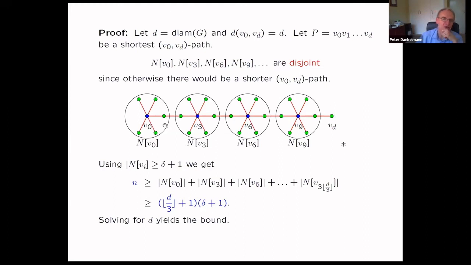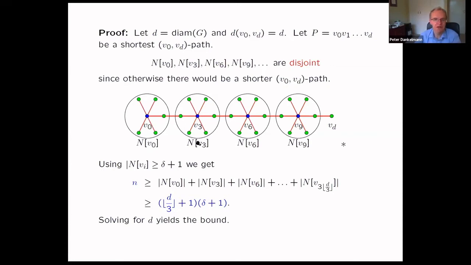Then what I do is I look at every third vertex on the path. So if I number my vertices v0, v1, v2, v3, v4, v5, and so on up to vd, then I look at v0, v3, v6, v9, and so on, as long as I can. I may not be able to catch the last vertex, but we can still get our bound. Okay, then I look at the closed neighborhood of each of these vertices. So for example, the closed neighborhood of v0 and the closed neighborhood of v3.